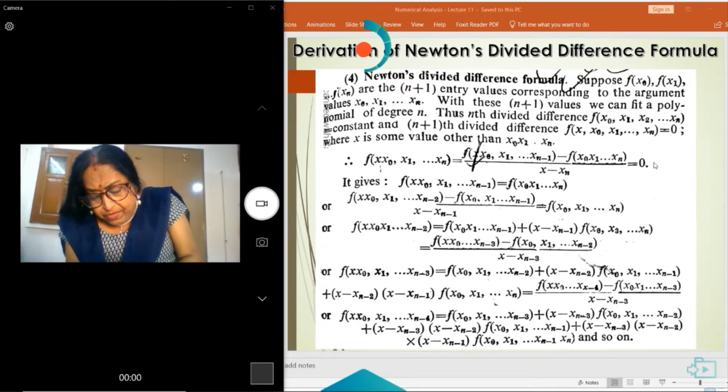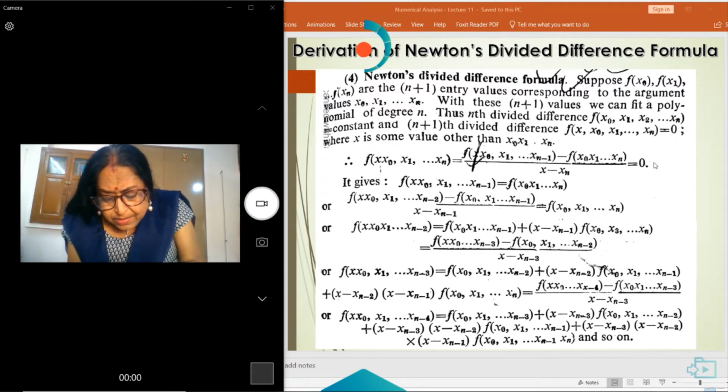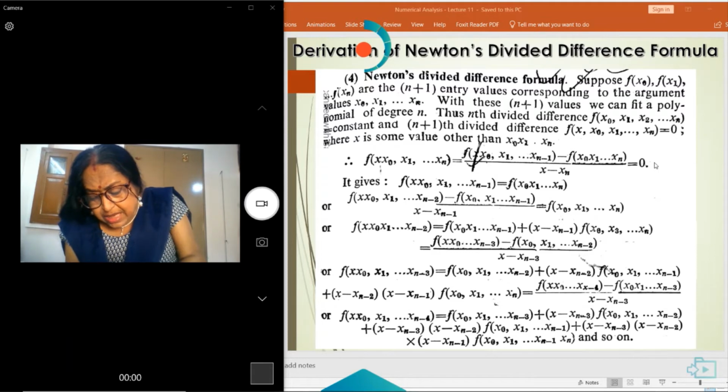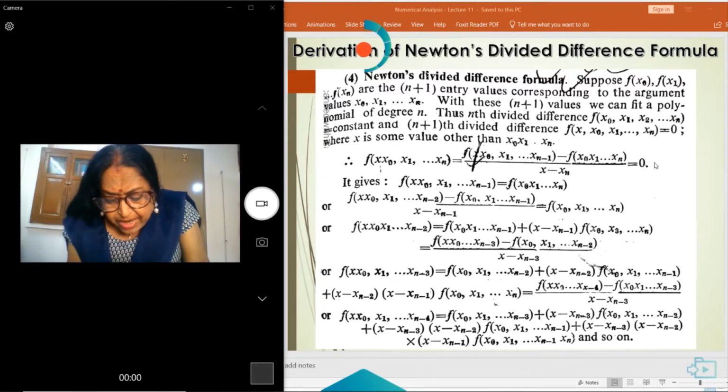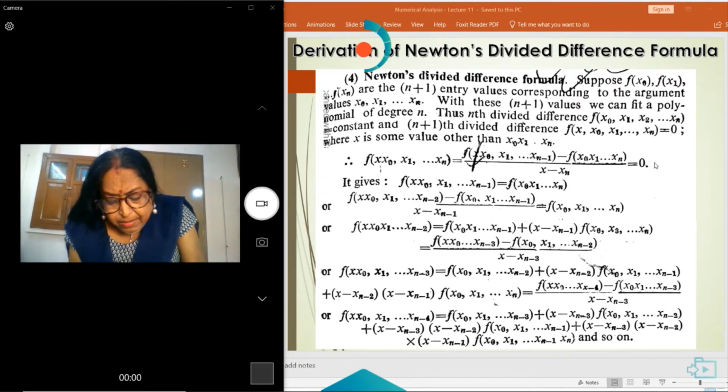Then on the left hand side, f(x, x0, x1 up to xn minus 1) can be written as f starting from x up to xn minus 2, minus f from x0 to xn minus 1, divided by the first value, that is x, minus xn minus 1, which is equal to the right hand side value given. So from this, we get f(x, x0, x1 up to xn minus 2) on the left, and on the right f(x0, x1 up to xn minus 1) plus (x minus xn minus 1) into f(x0, x1 up to xn).